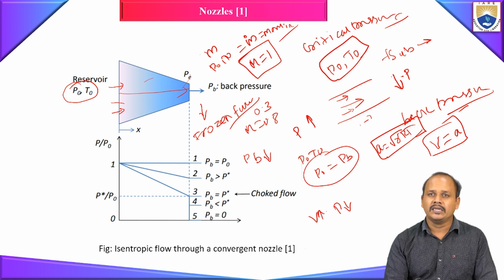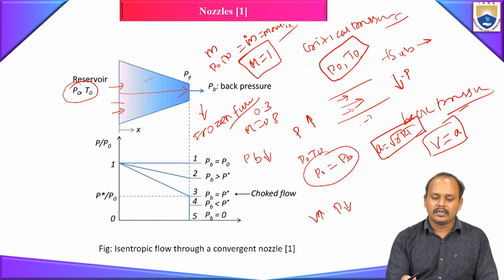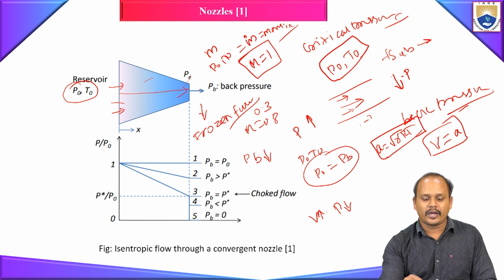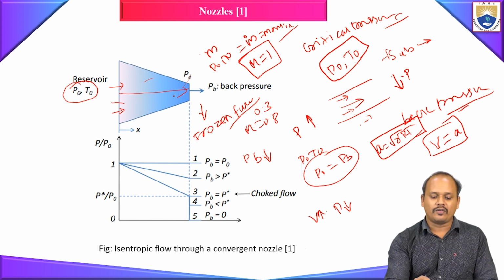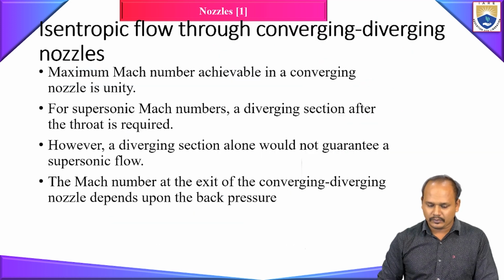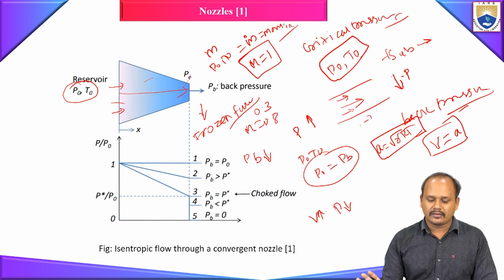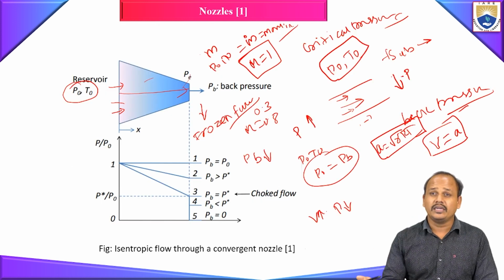Because of that, what will happen? Your streamlines won't be able to adjust. So there won't be any change in your flow property. That is why once M equal to 1 is achieved at the throat location or exit location, your flow becomes kind of frozen for the given P0 and T0. Okay. So this is how we establish the isentropic flow through the convergent nozzle.